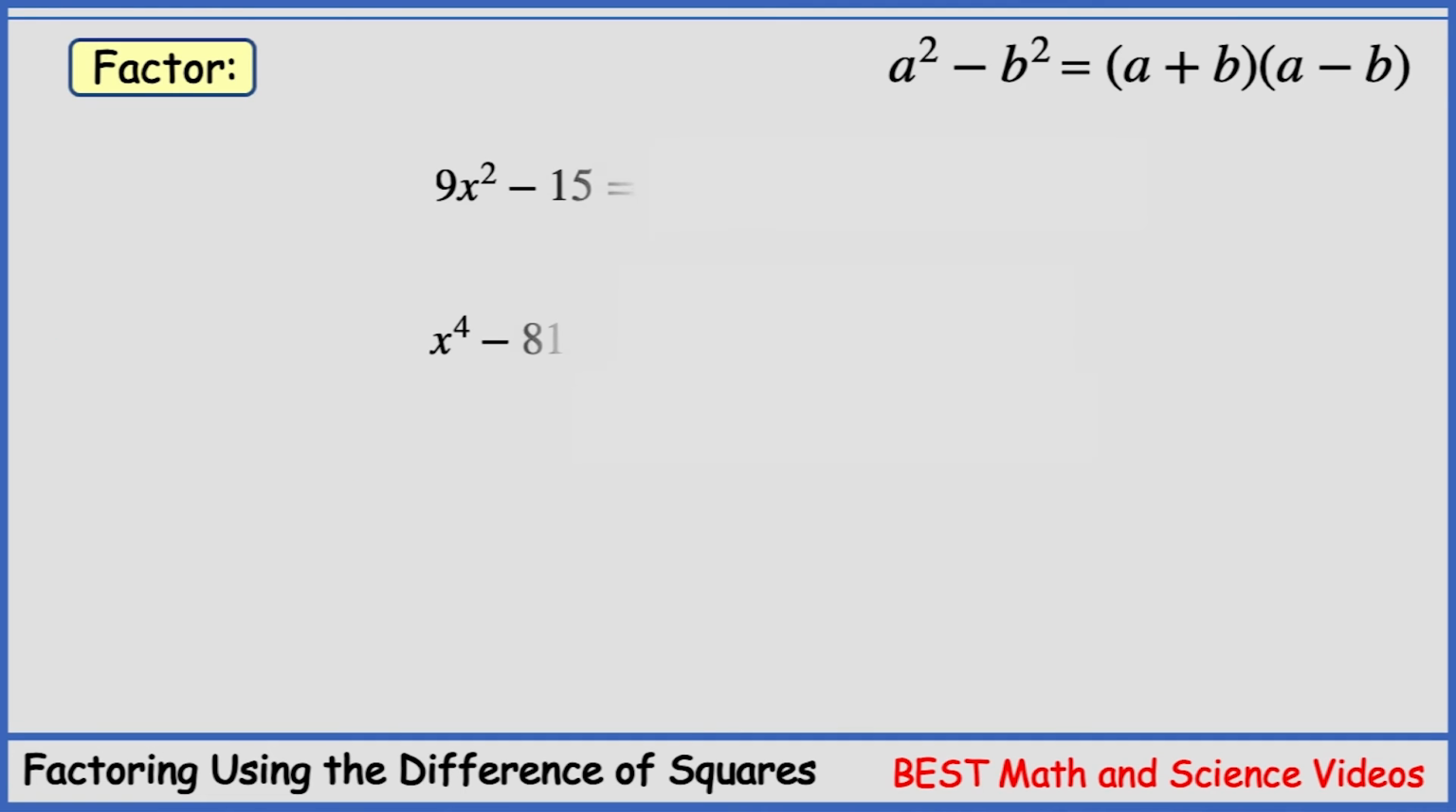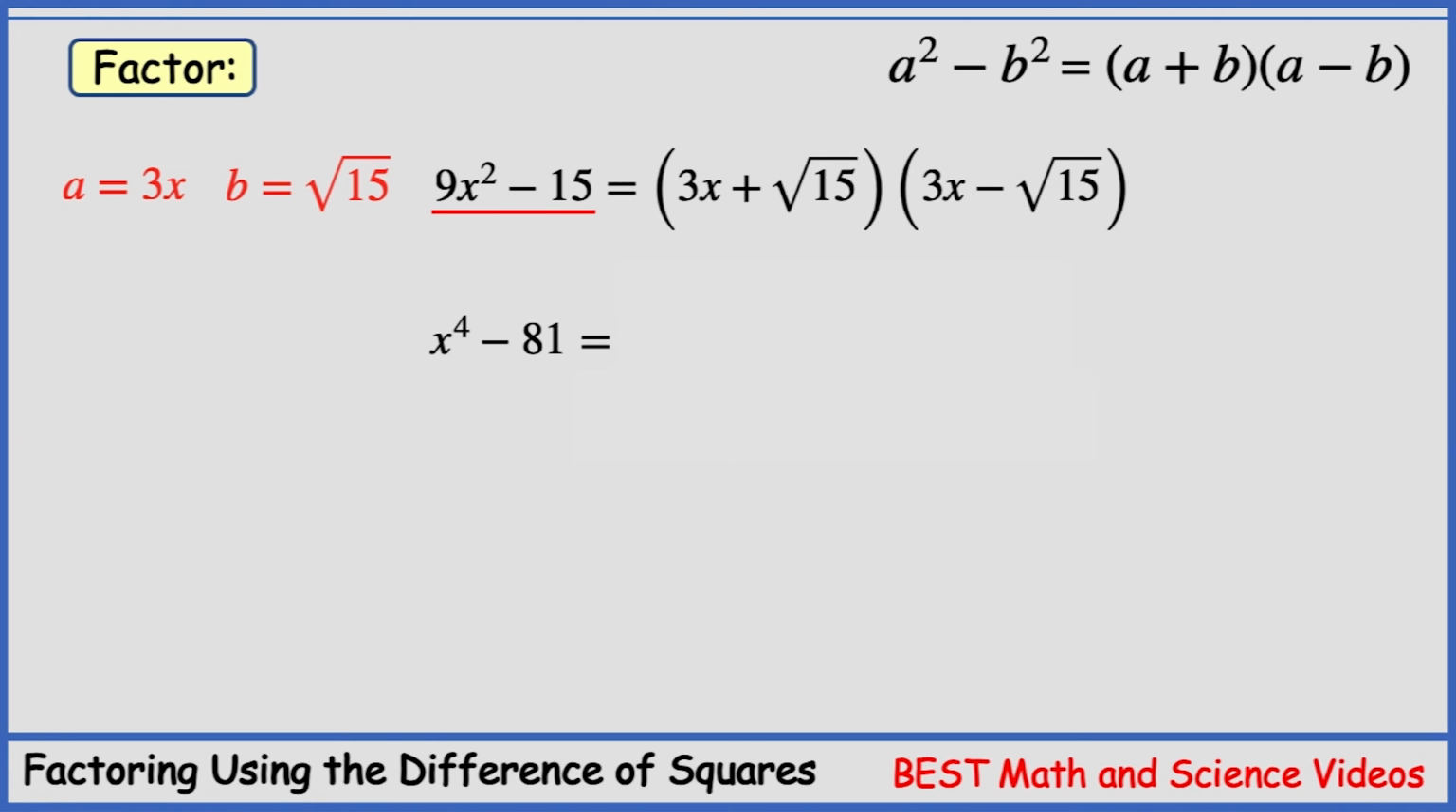Here are a few more examples of things you need to watch for. How can you factor 9x squared minus 15? Notice in this case, 9x squared is a perfect square if a equals 3x, but 15 is not a perfect square. However, we can still use the difference of squares to factor the expression because only the numerical term is not a perfect square. So b equals the square root of 15. The factored expression then is 3x plus the square root of 15 times 3x minus the square root of 15.